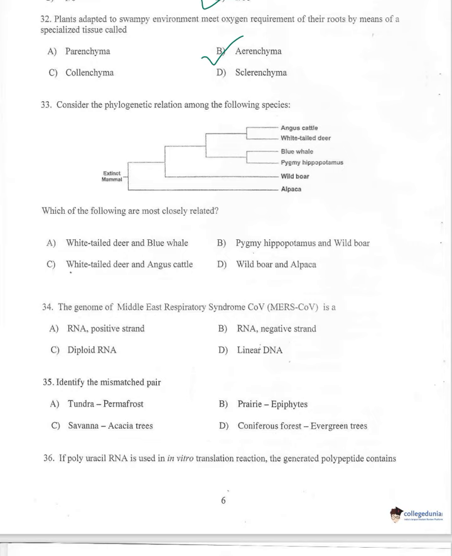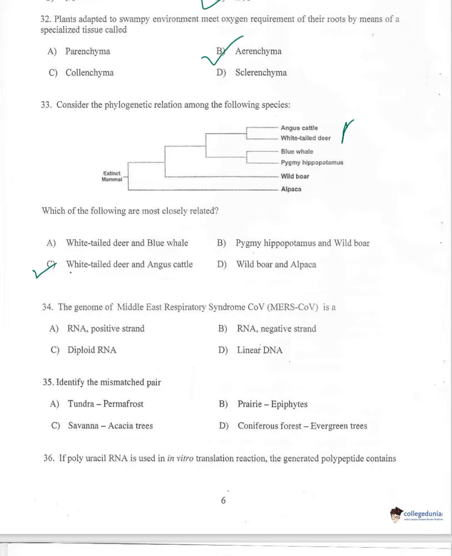So the question says, which of the following are most closely related? A, white-tailed deer and blue whale. B, pygmy hippopotamus and wild boar. C, white-tailed deer and the Angus cattle. D, wild boar and alpaca. So we can see that the pair lying closest to each other are the white-tailed deer and the Angus cattle, which is option C. So option C is the correct one.